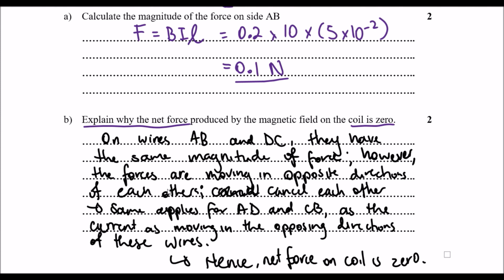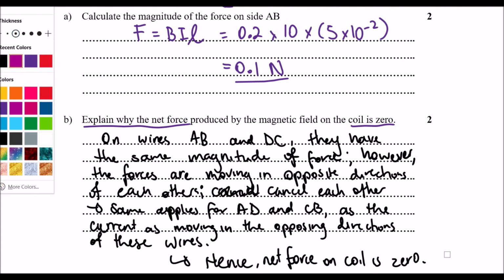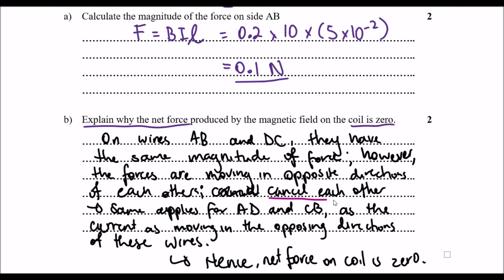The reason why the forces are moving in the opposite direction to each other is because the current on the opposing wires are moving in the opposite direction. The current is the same on both sides, but it's moving in the opposite direction, and hence why the forces are also moving in opposite direction, causing them to cancel each other out. Okay, and that's how you approach this question.